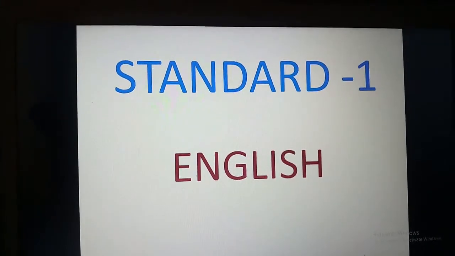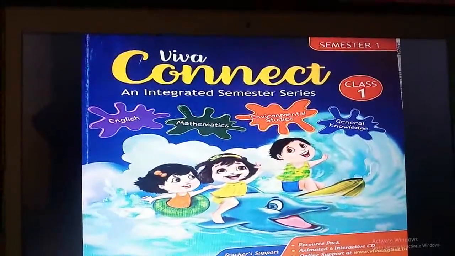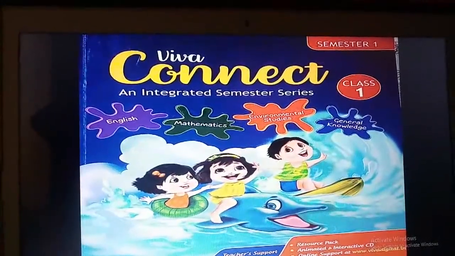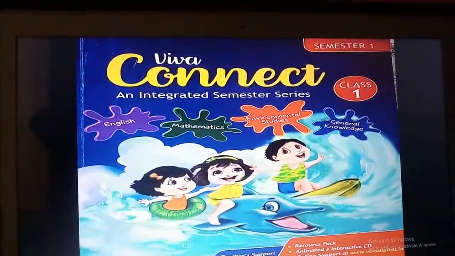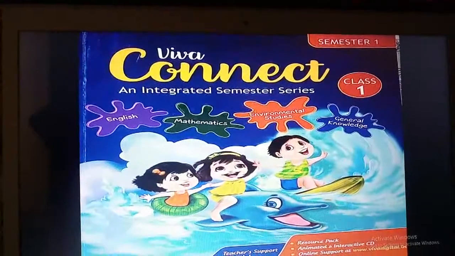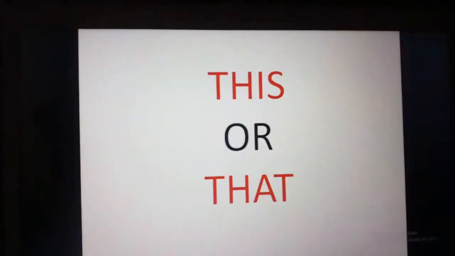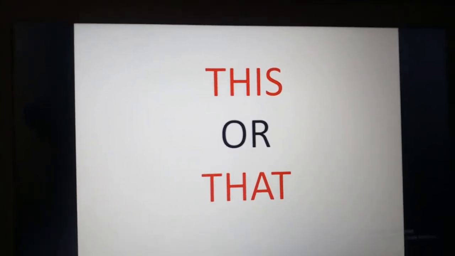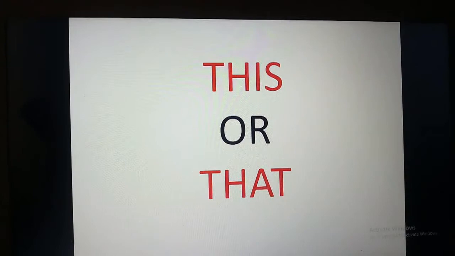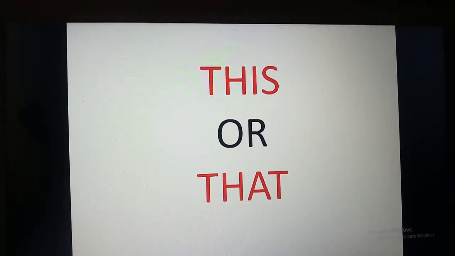Children, in today's class, we'll be learning a new concept given in poem 1, The Clever Rat. Yes, it is in your Viva Connect. Yes, the concept of this or that. We will be learning the concept of this or that.